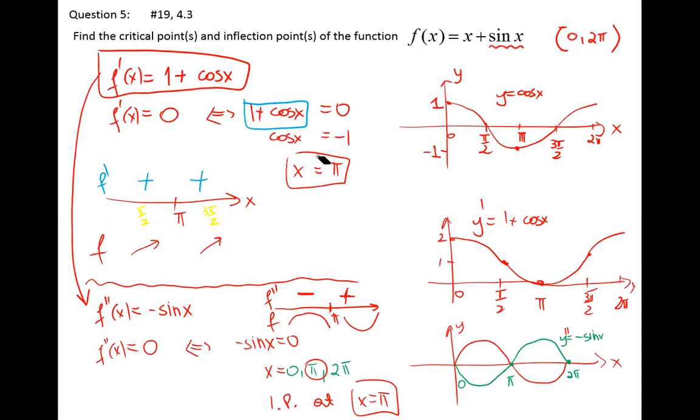That means no local extreme values. This is still a critical point, which is actually what the question is asking for. I was so focused on the minimum and maximum. That means this is a critical point. Critical point, pi, and the same thing, coincident, inflection point also at pi. Okay, a little bit of a trick.